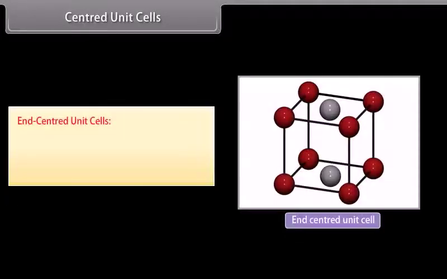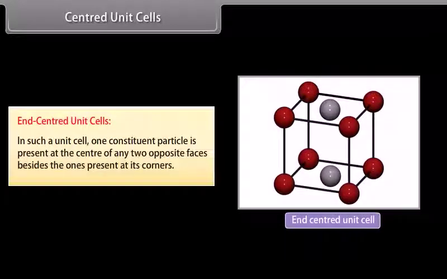3. End-centered unit cells. In such a unit cell, 1 constituent particle is present at the center of any 2 opposite faces besides the ones present at its corners.